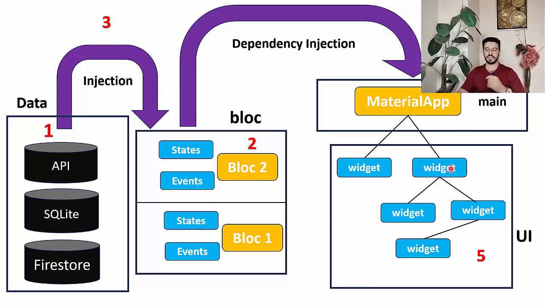We would need to create a widget here, and in this widget create an object from this bloc, and in that widget create another object. No. We just need to inject the object in the material app or below it, in the root, in the main. After that, all widgets below can access the injected bloc. So we have one object, the bloc, injected here, and all widgets can access it from the tree, from the material app.